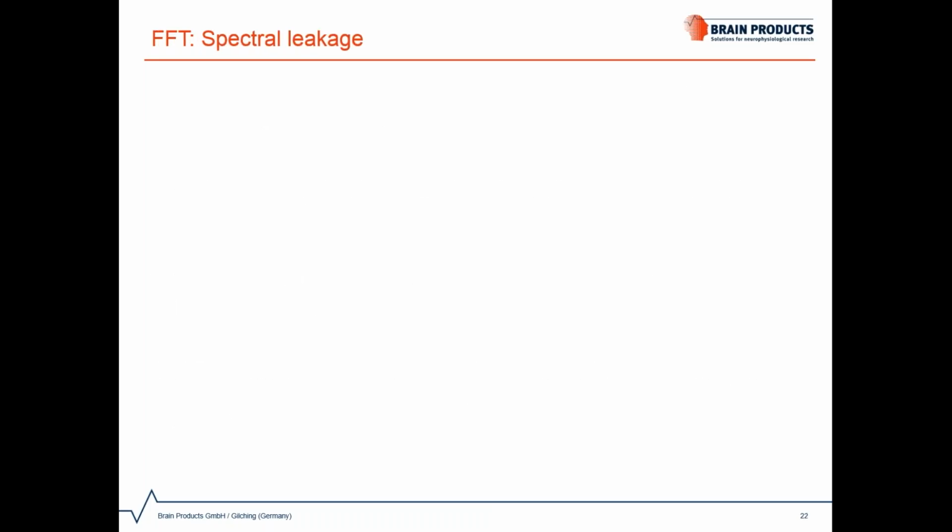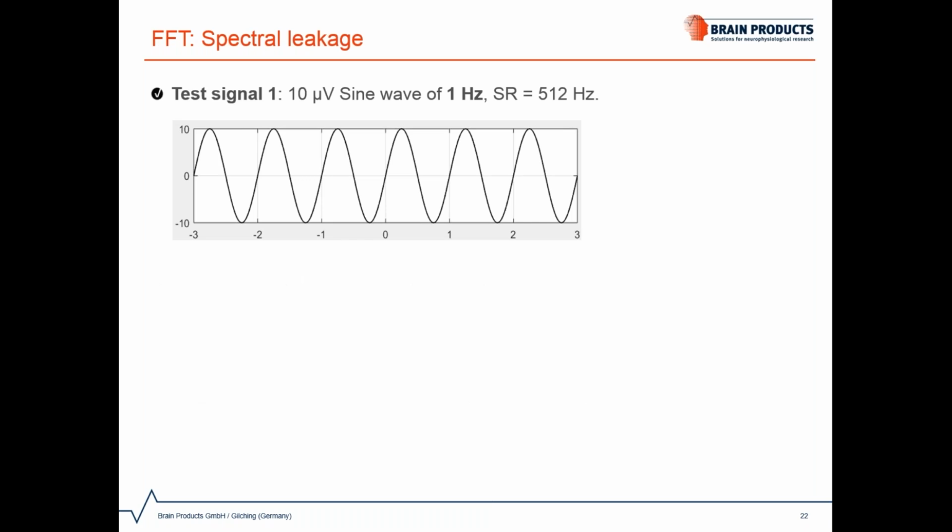Now, let's talk about the well-known problem that comes along with FFT, the issue of spectral leakage. With the next two examples, I will try to illustrate what spectral leakage means and a possible scenario when it will occur. So our first test signal is a sine wave with an amplitude of 10 microvolts and a frequency of 1 Hz, sampled at 512 Hz. This means we would expect the result of FFT to show us a peak at the frequency of 1 Hz, right? Let's see if that's the case.